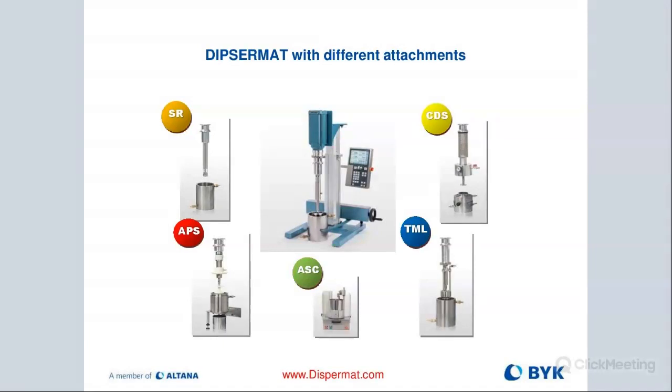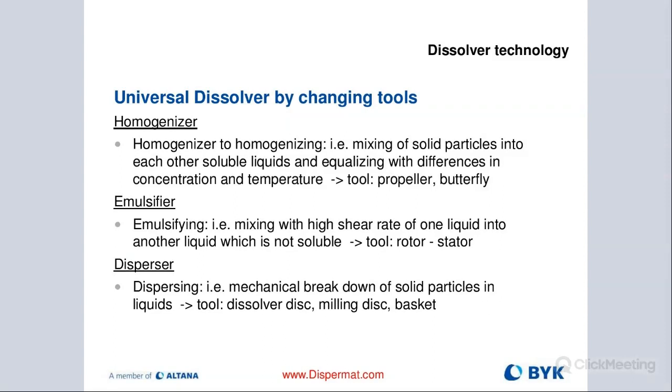So just a quick slide to show you the benefit. The Dispermat right here is the Dispermat AE. It can function also as a rotor stator. You can add a vacuum system. We can add a basket mill system, a wall scraping system for really viscous and thick materials. And we can also integrate a vertical bead mill called the APS, which stands for air pressure system, that is also a milling system that will fit right onto our Dispermat. So one machine fits all the different needs for different applications.